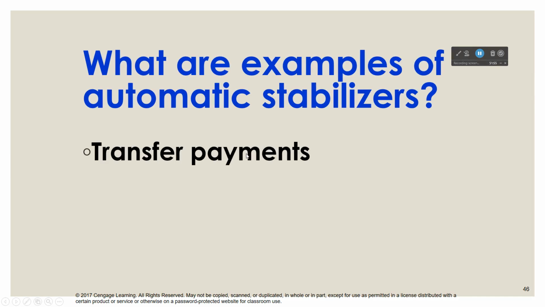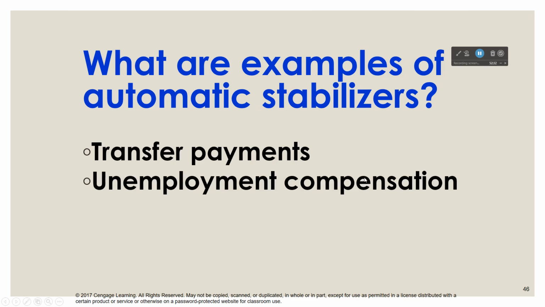What are examples of these things? Transfer payments, unemployment compensation. When the economy is bad, more people are unemployed. They make more claims for unemployment compensation, and that increases the government spending on them. Welfare, we commonly call welfare, temporary assistance to needy families. People start losing jobs or getting their hours cut. They go from being non-poor to poor. That makes more welfare claims.